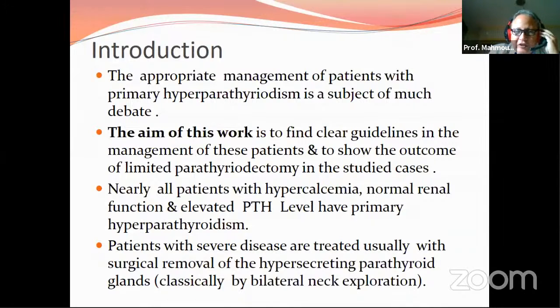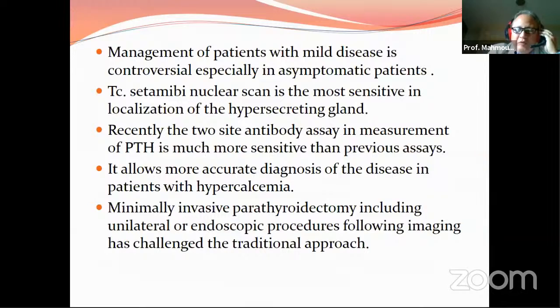The classic treatment is to do a classic lower neck incision 10 centimeter to excise the hyperfunctioning parathyroid gland. The management of patient with mild disease or asymptomatic patient is controversial. Proper localization of the hyperfunctioning gland preoperatively is of great importance to target the incision intraoperatively.